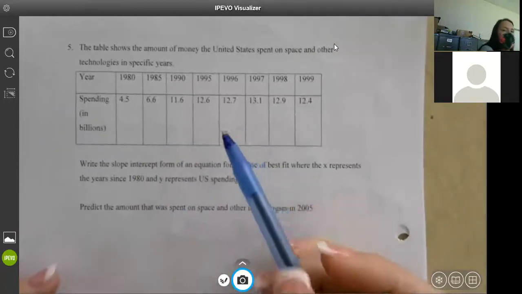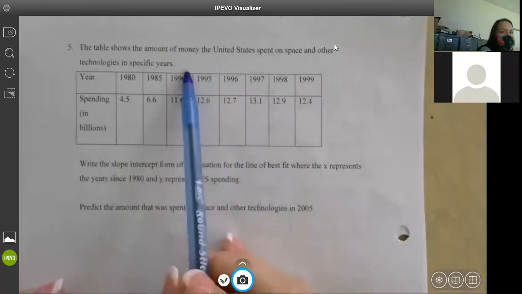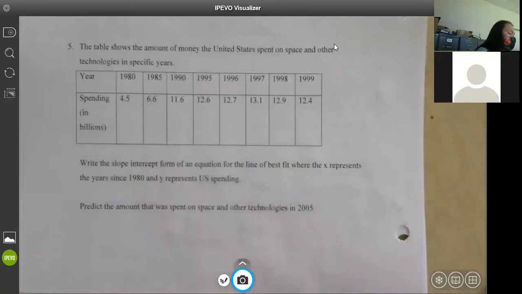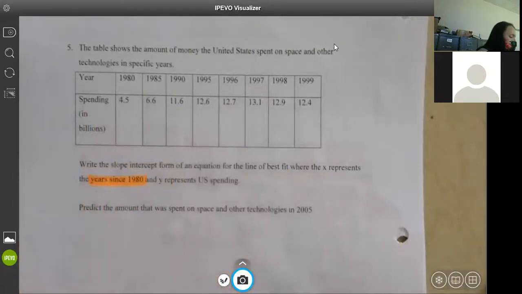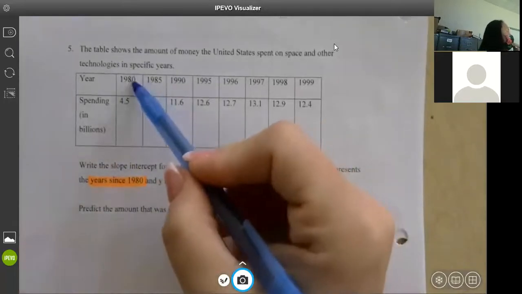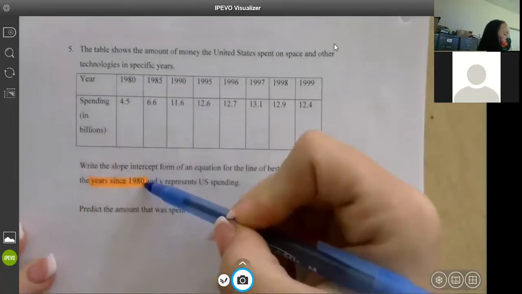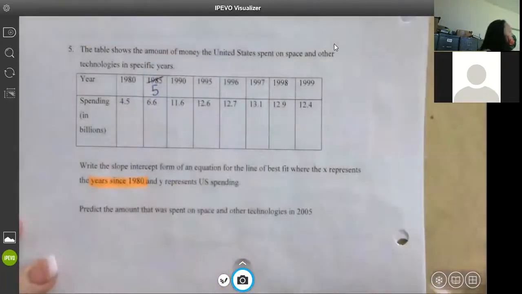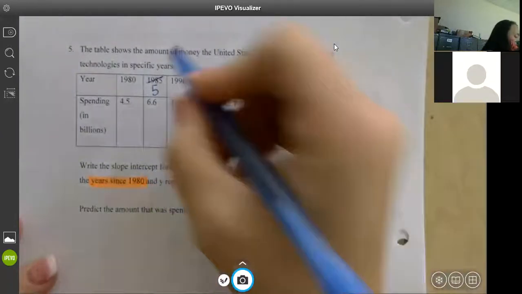Here's what we got to look at, though. It says the table shows the amount of money the United States spent on space and other technologies in specific years. Write the slope-intercept form of the equation for the line of best fit where X represents, here's your big key, they love to do this on the final exam, years since 1980. So you have to change these. If it's 1985, how many years has it been since 1980? 5. So we got to change that to 5.